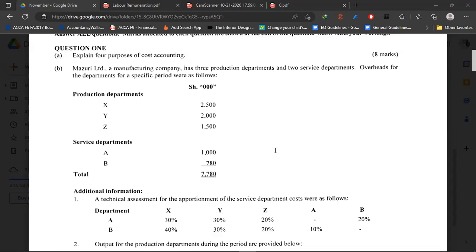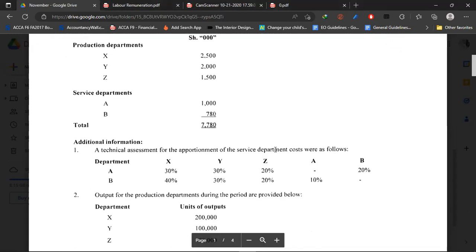Department A and B with the figures. Then we have output for the production departments during the period as provided below. And then required the total overheads chargeable to the production departments using 1, continuous allotment method, 2, simultaneous equation method, and 3, overhead cost per unit for each department.